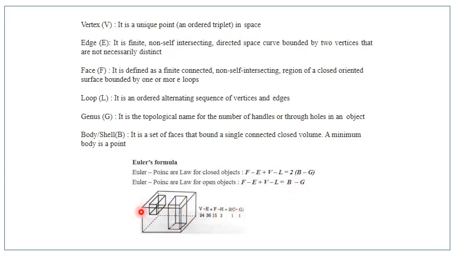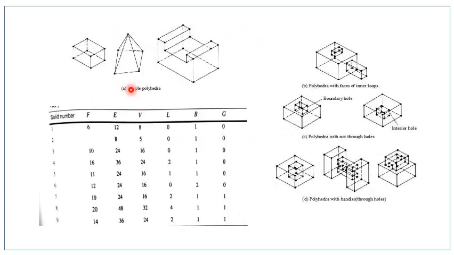So how many vertices? 1, 2, 3, 4. So here V1, V2, V3, V4, V5, V6, V7, V8. So the outermost vertices will be 8, and here it is also considered as a cube, so these cube holes also have vertices and edges. So these are the examples.